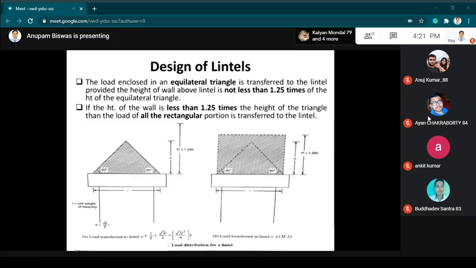Okay, I hope. Yeah. Anush Kumar, I am Chakraborty, Ankit Kumar, Buddhadev Santra.